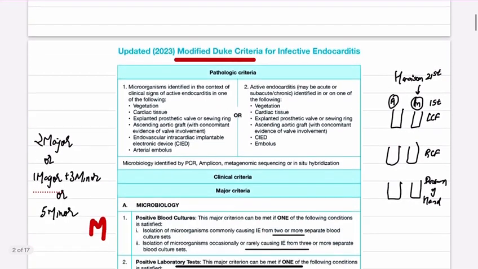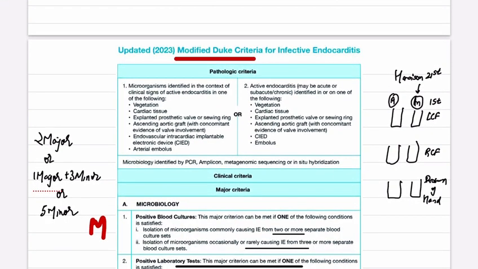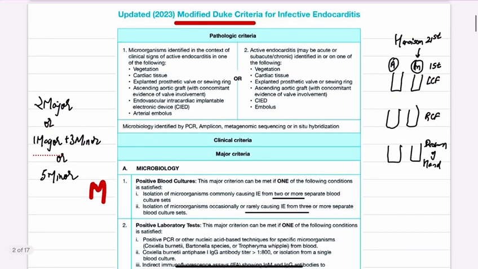There is an updated guideline for infective endocarditis. That guideline is important. This is the Duke criteria. You have to remember this. In the Duke criteria, for the definite diagnosis, either you have to go with the pathological criteria or you have to go with the clinical criteria.